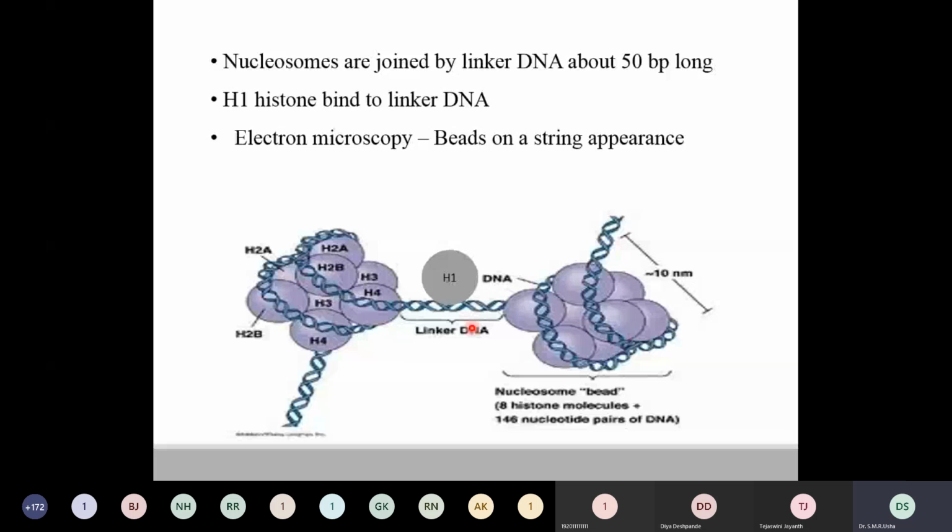So this beads on a string is approximately 10 nanometers in diameter. First level of packaging, I have told you, formation of nucleosomes, DNA compressed 7-fold.